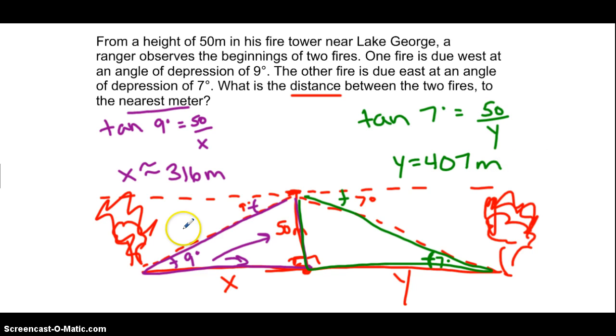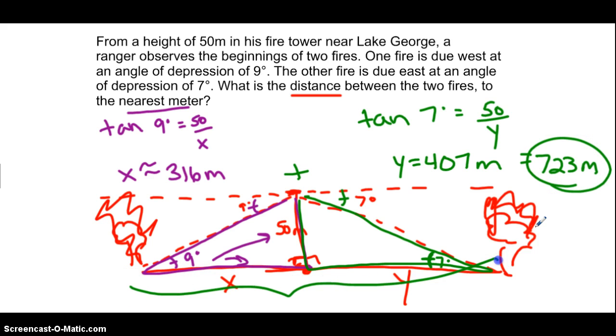So if we want the total distance, we're going to add those two numbers together. So 316 plus 407 is going to equal about 723 meters. That's the distance between the two fires. Fun, interesting, very interesting.